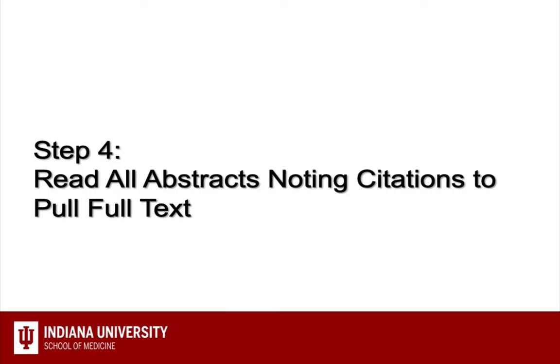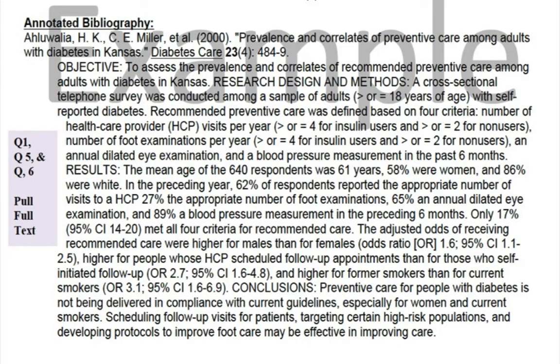stage of reading all of my articles and reading them with my questions in mind, and putting notations in the margins of whether A, there are certain questions that I think are going to be answered, or B, pull full text, or C, I'm going to put a big X through the citation because it doesn't fit at all, and I'm just going to eliminate it.